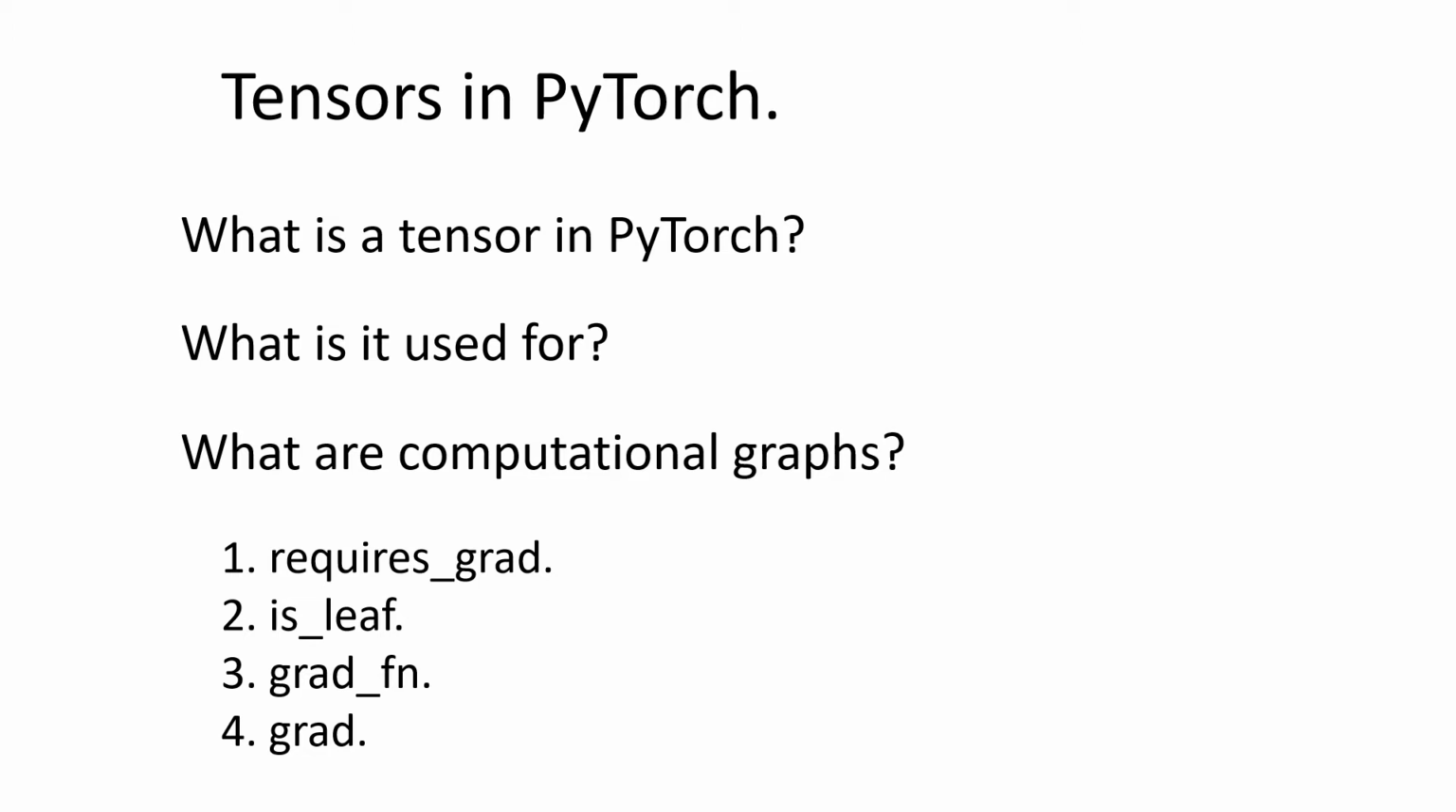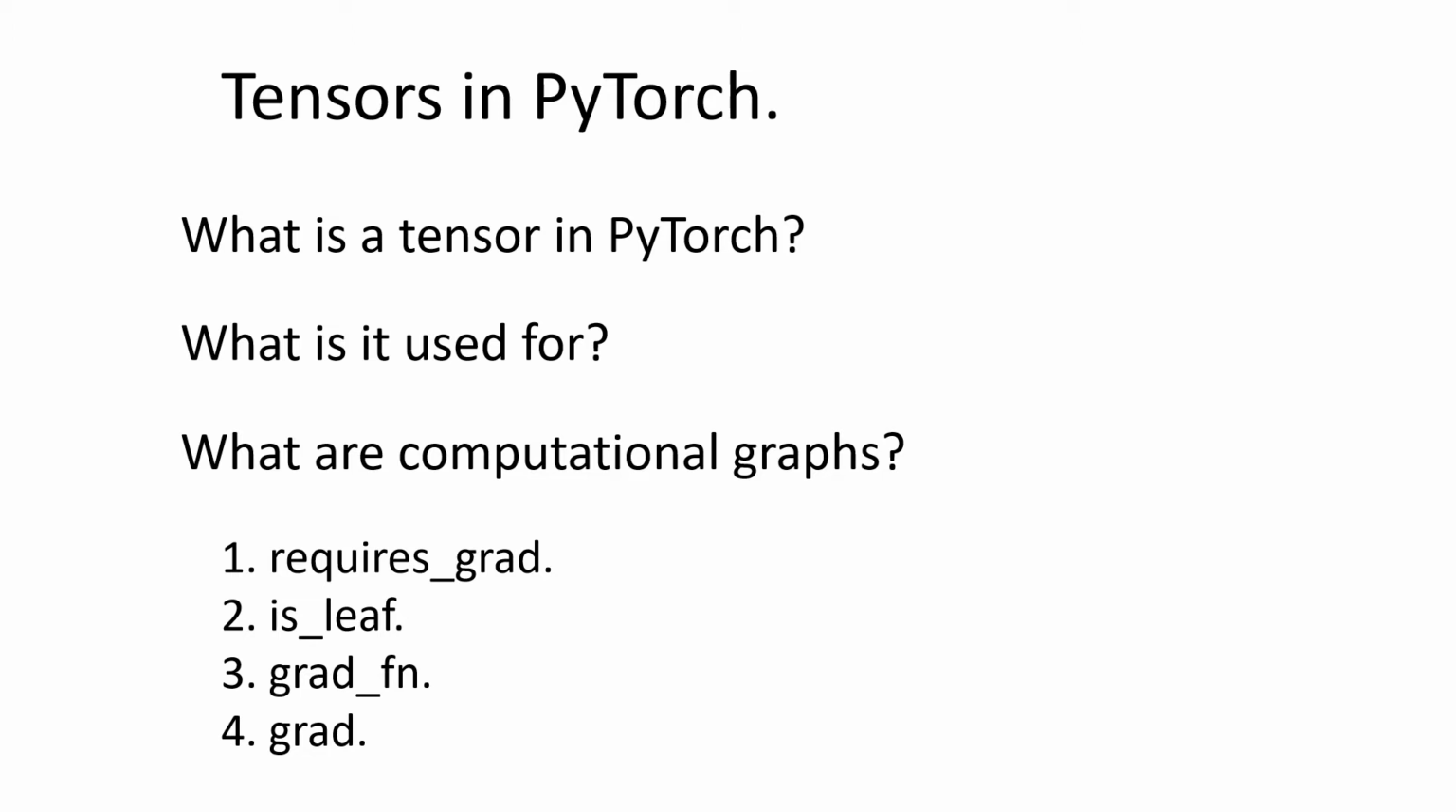What is it used for? Obviously it is used for computations, it is used for forward propagation, it is used for backward propagation, and basically everything in PyTorch happens through tensors. It's just like numbers, PyTorch understands tensors as numbers. So it is used in the computational graphs, and that is the third topic. What are computational graphs? Computational graphs are basically used for training algorithms in PyTorch.